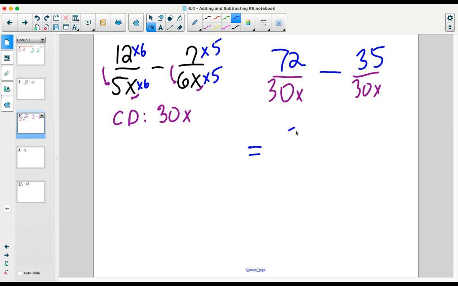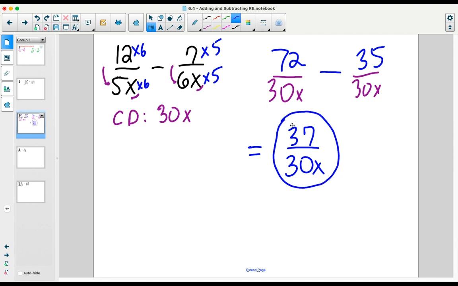Subtracting the two of those, we get 37 over 30x. 37 and 30 share no common factors. 37 is prime. 30 has some factors, but none of them are shared with 37. So we have a final answer of 37 over 30x.